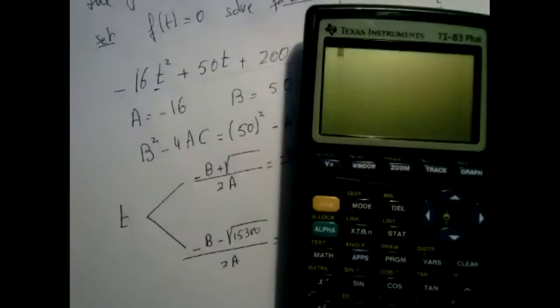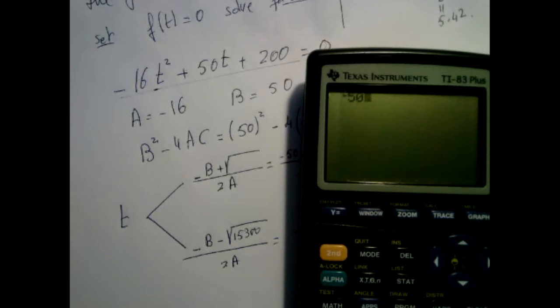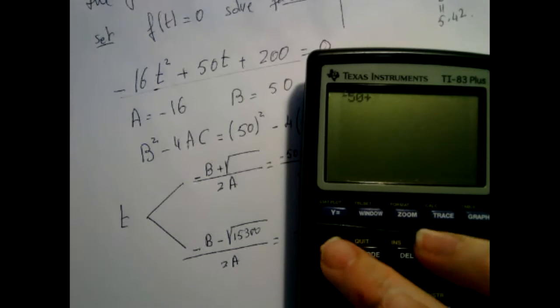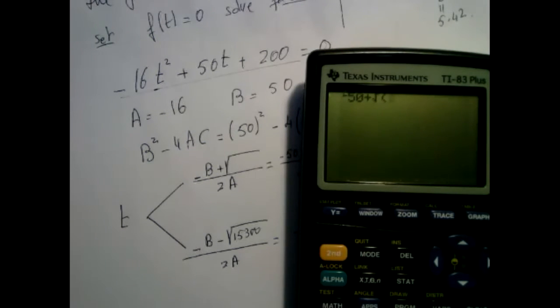That's great. Okay, my numerator is, watch, minus 50 plus the square root of 15300. Are you with me so far? Yeah. That's my numerator. I enter it. And this whole numerator, I want to divide it by 2a, which is minus 32.